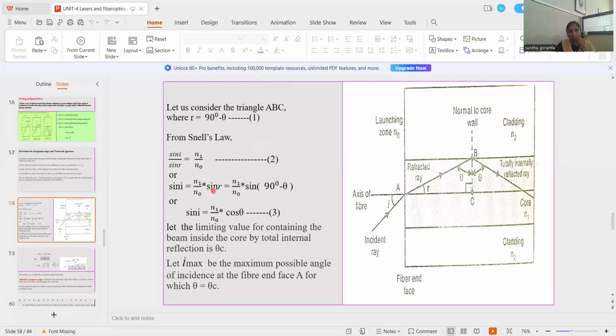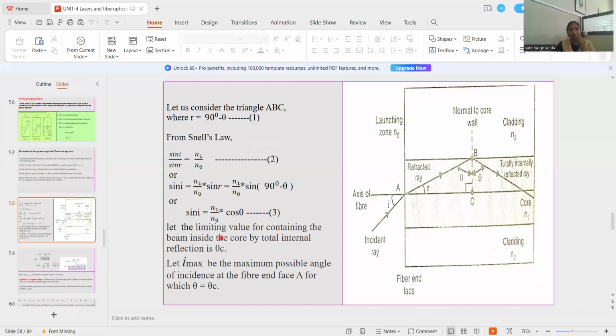Now, what is sin R? R is equal to 90 minus theta. Sin of 90 minus theta is equal to cos theta. Now, substitute this value: sin I is equal to N1 by N naught cos theta. We get equation 3: sin I is equal to N1 by N naught into cos theta.